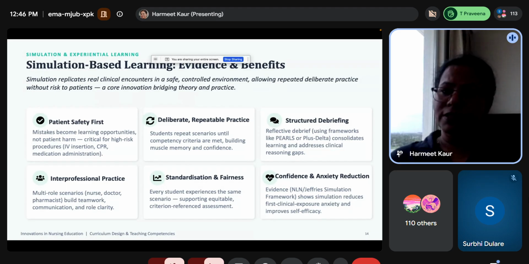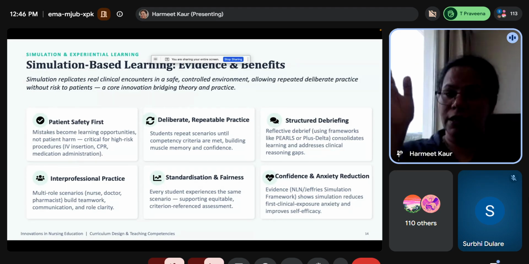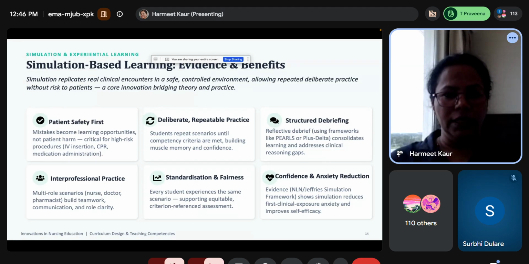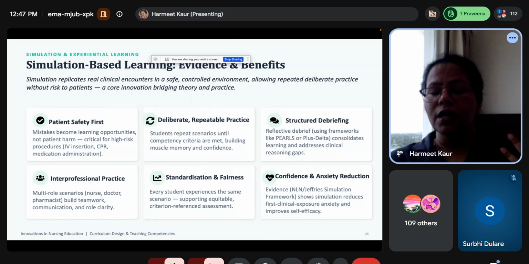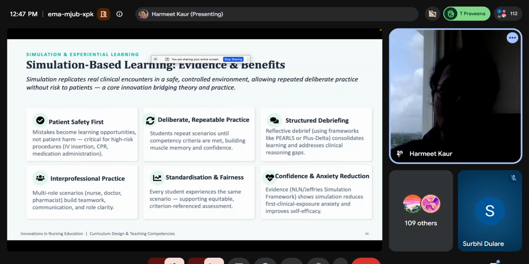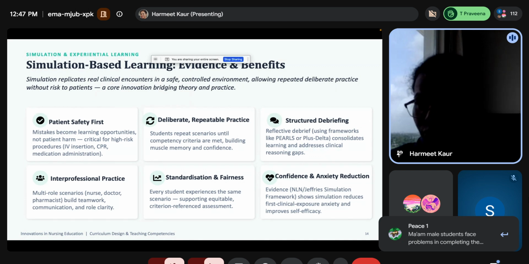Means what were the positive points? What you did right? What you did wrong? And how could you have improved? If you're talking with the student without any judgment, definitely students themselves come out with gaps. They will say, I could not do this because I did not know about this, or I could not do this because I was anxious.